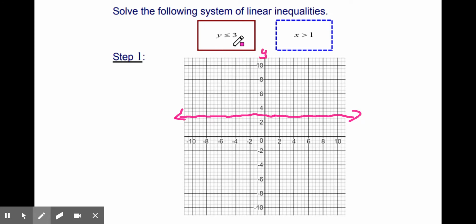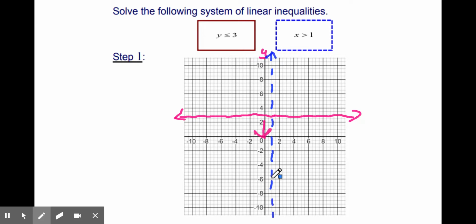And y is less than or equal to 3. So I would shade underneath the line. Okay, so I'm going to put this little arrow here to say I'm going to shade underneath the line so that I only have to shade one time. Okay, and I'm only going to shade my final answer at the end. So now x is greater than 1. That's going to be a dashed line. It's got to go through the x-axis at 1.